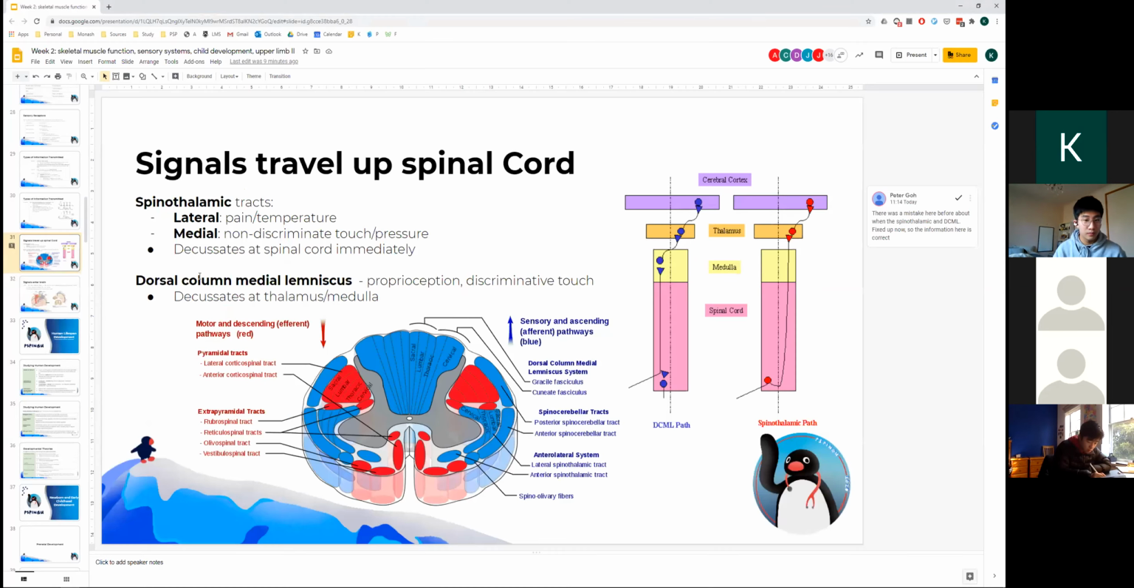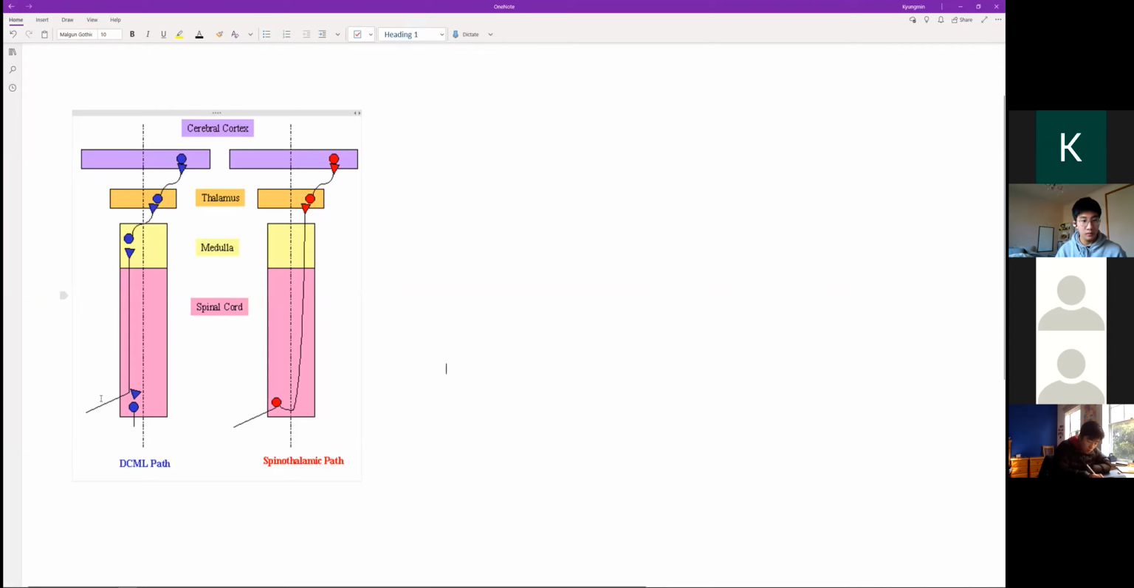Whereas the DCML enters, synapses first, and then travels up to the medulla, where it synapses again. After it synapses the second time, it crosses over or decussates, and then it goes up to the thalamus where it synapses again, and then goes to the cerebral cortex.